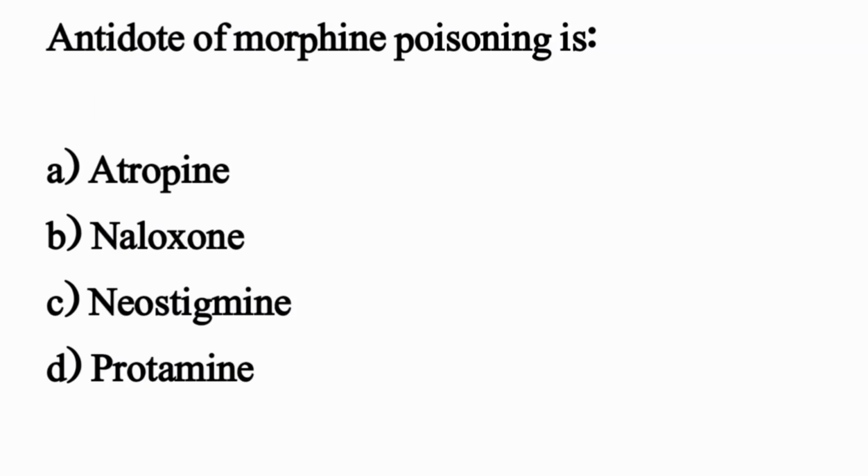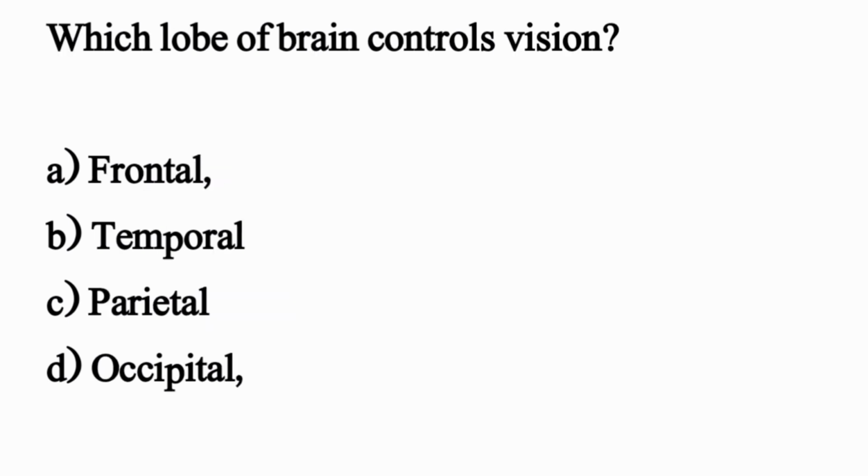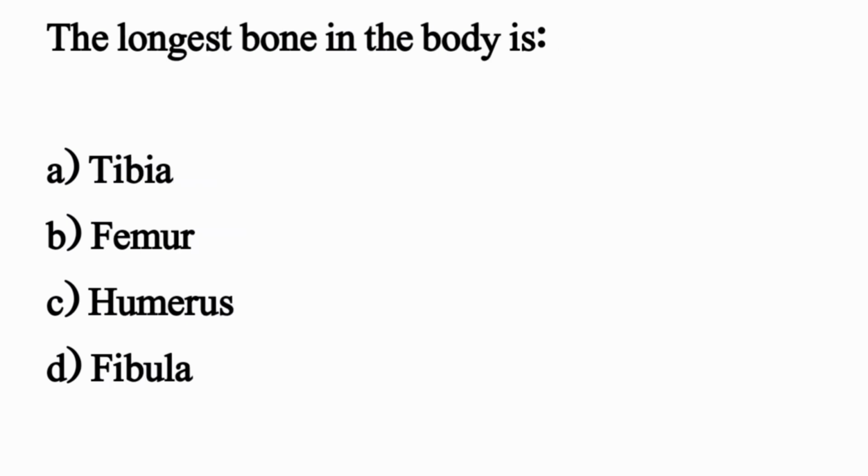Antidote of morphine poisoning is. The right option is option B, naloxone. Which lobe of brain controls vision? The right option is option D, occipital. The longest bone in the body is. The right option is option B, femur.